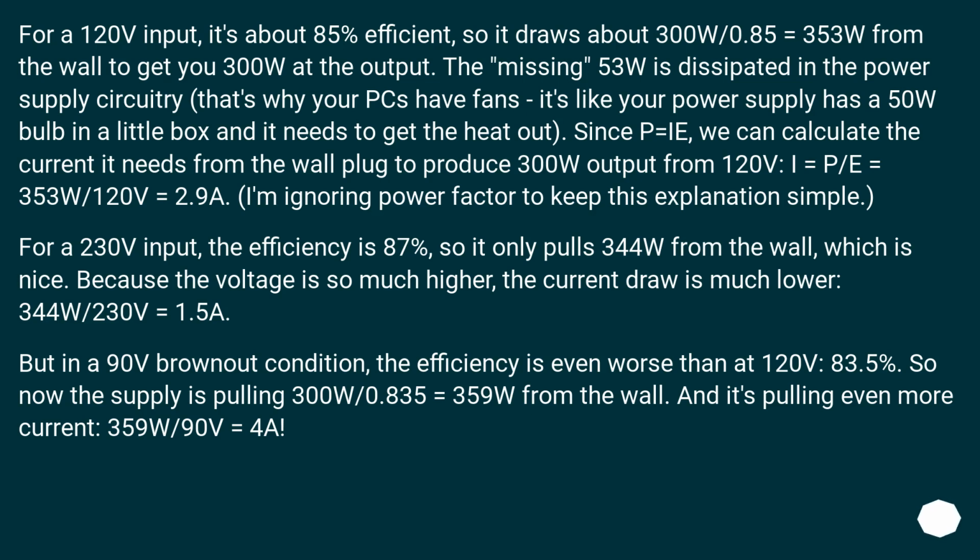For a 230 V input, the efficiency is 87%, so it only pulls 344 W from the wall, which is nice. Because the voltage is so much higher, the current draw is much lower, 344 W/230 V equals 1.5A. But in a 90 V brownout condition, the efficiency is even worse than at 120 V, 83.5%. So now the supply is pulling 300 W/0.835 equals 359 W from the wall. And it's pulling even more current, 359 W/90 V equals 4A.